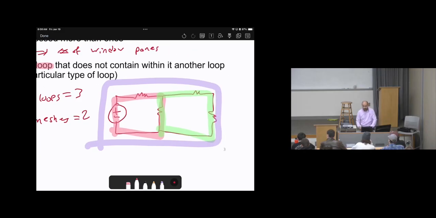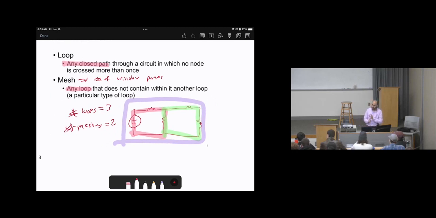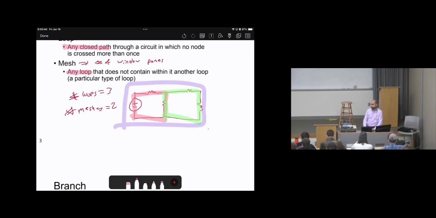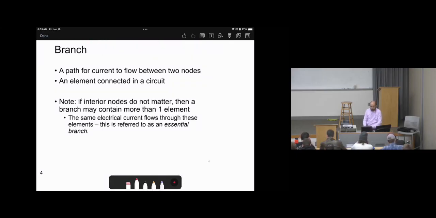So look at this circuit. If we want to make it as windows, how many windows do we have? 2. That's it. Number of meshes, 2. This is another way. Okay? So far, we know nodes, we know loops and meshes. Any question about these 3? Okay, let's go to branch.